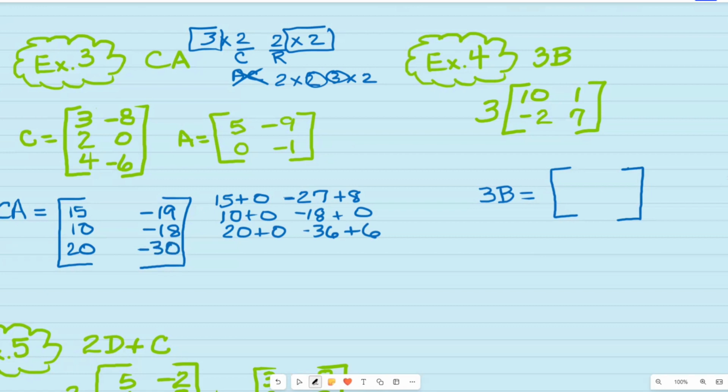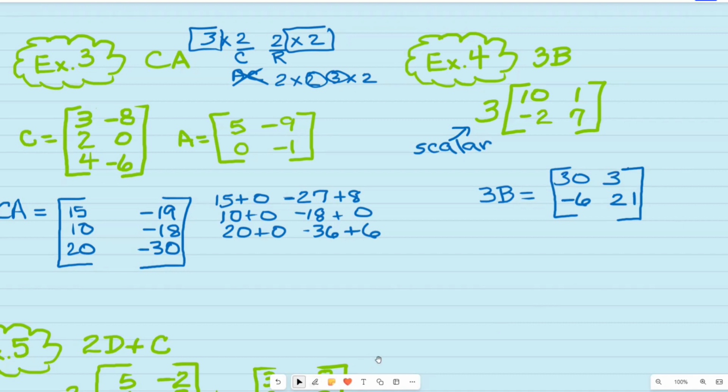Now going over to example 4, I'm asked to use what's known as a scalar. This is just simply a real number that you're going to distribute to each one of the elements inside of your matrix. So 3 times 10 is 30. 3 times 1 is 3. 3 times negative 2, negative 6. And 3 times 7 is 21. So that's the answer for that one.